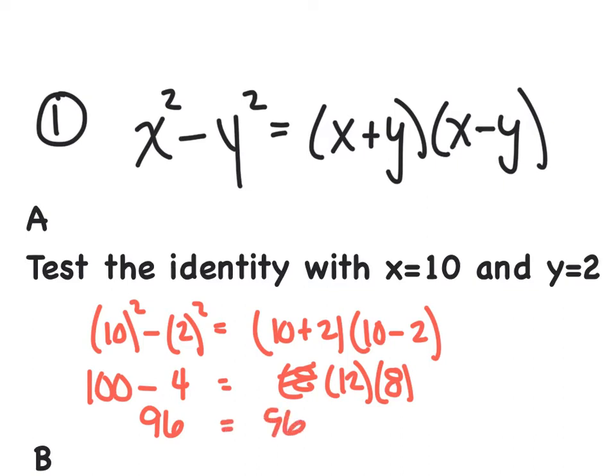So again, I didn't prove it's an identity. I just tested it with these two numbers. For it to truly be an identity, it has to work with all numbers.